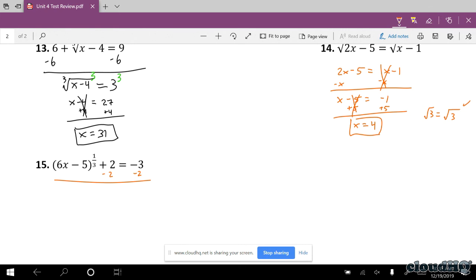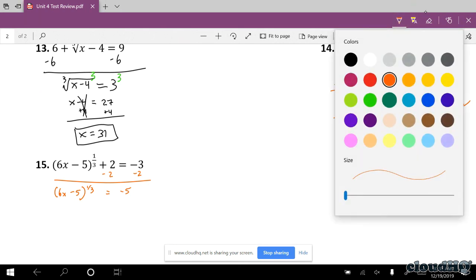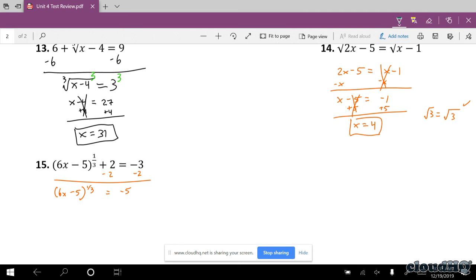Number 15, subtract that 2 away first. Okay, this time it's written as an exponent, a fractional exponent instead of a radical, but that's perfectly fine. It's a 1/3. What do we have to do to get rid of that 1/3? We don't cube root. It is a cube root right now. Yeah, right now 1/3 means cube root. So to get rid of a cube root, I would cube it.